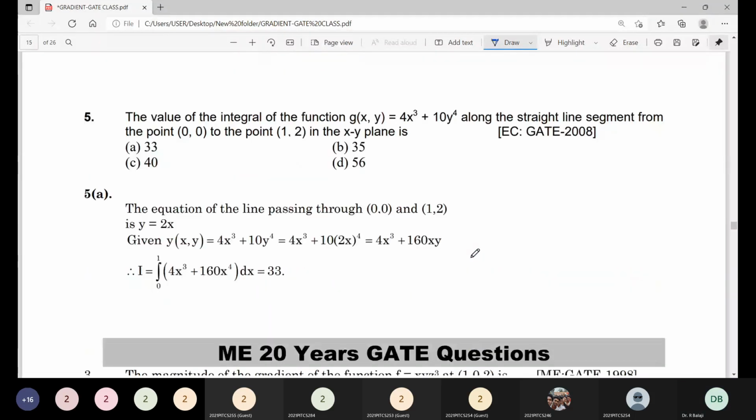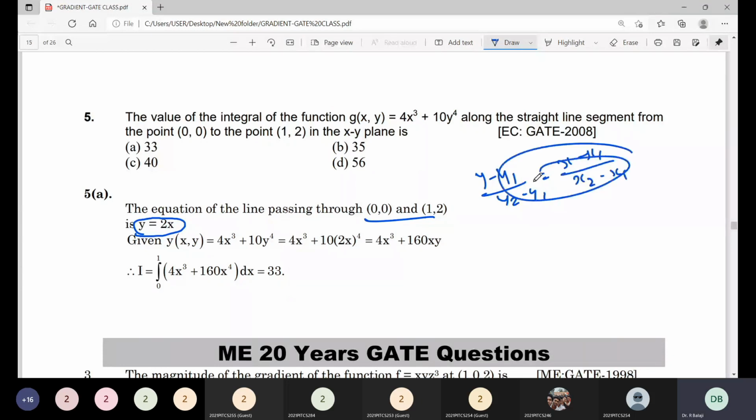Find the value of the integral of the function g of x comma y equal to 4x cube plus 10 y power 4 along the straight line segment from the point 0 comma 0 to the point 1 comma 2 in the xy plane. So the equation of the line passing through 0 comma 0 and 1 comma 2 is y equal to 2x. Using (y minus y1) divided by (y2 minus y1) equal to (x minus x1) divided by (x2 minus x1), we get y equal to 2x.